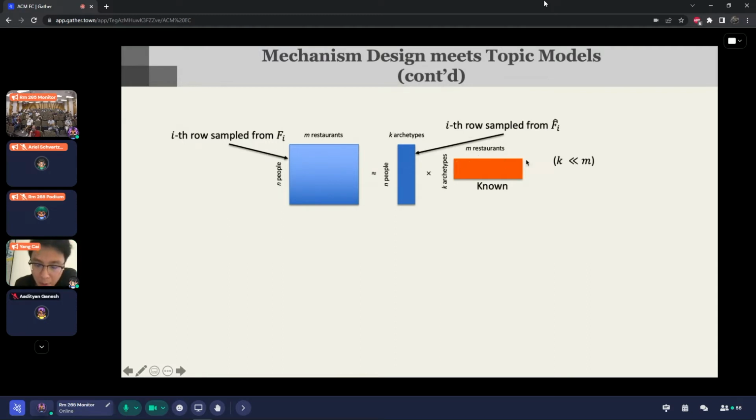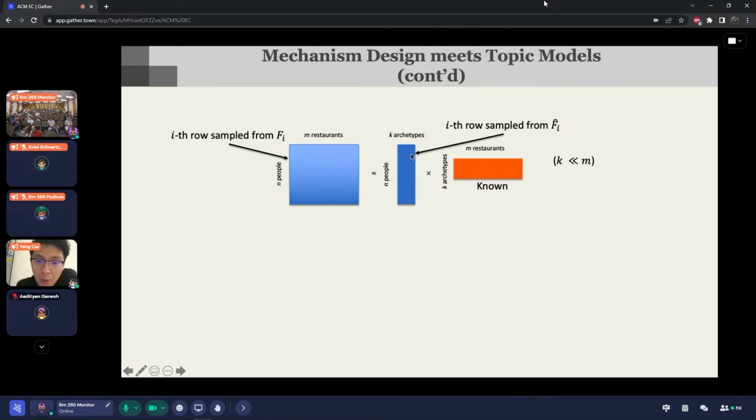The orange matrix represents the archetypes' preferences over the restaurants, and every row here is a particular archetype's preference over the restaurants. I'm going to assume this orange matrix is known and doesn't change. And here you have this blue tall matrix. Every row of this blue matrix is a particular bidder's mixture over the archetypes.